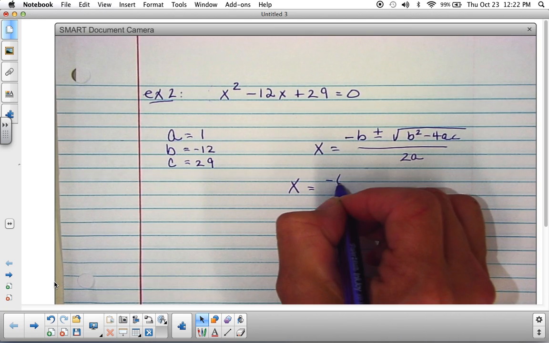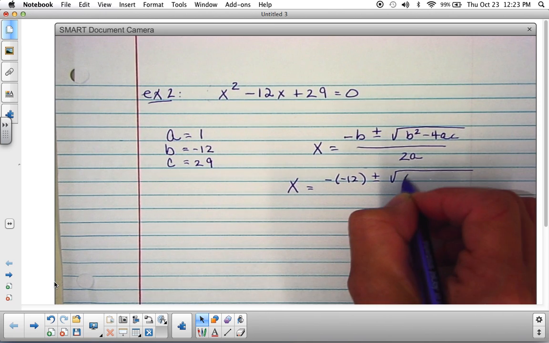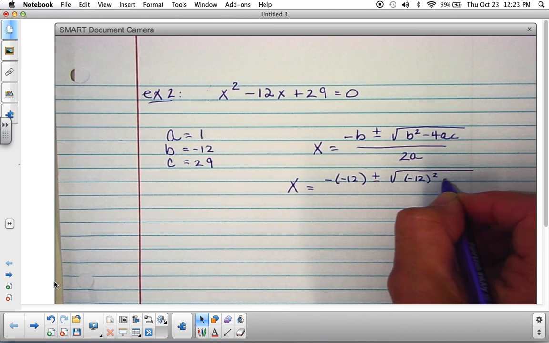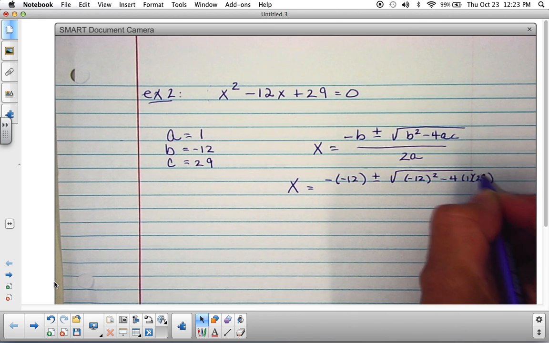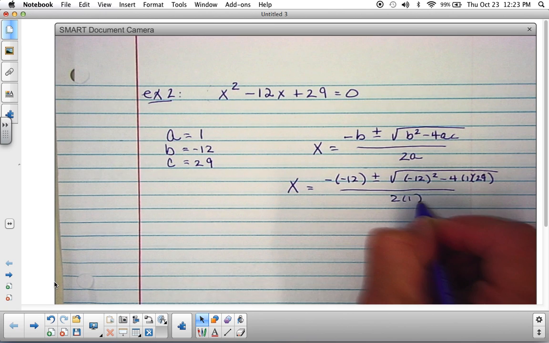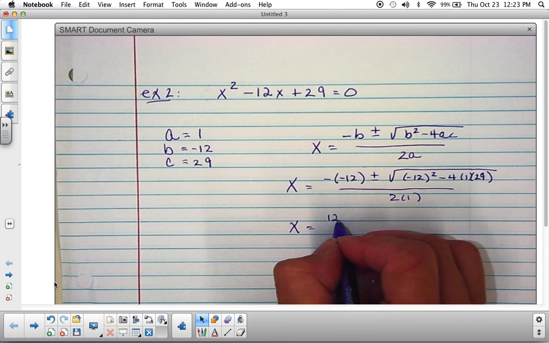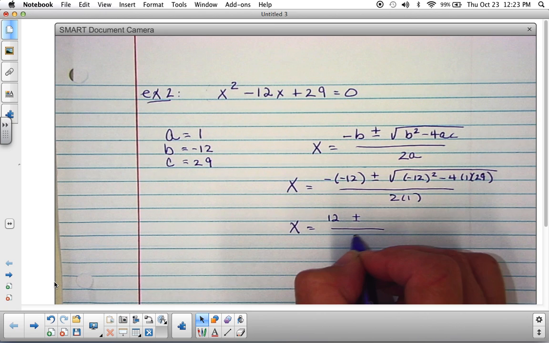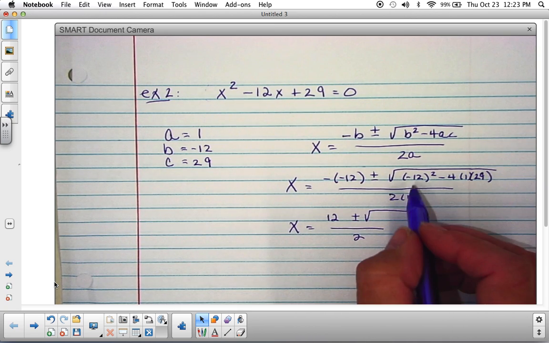B again is a negative 12, so it's negative b, so it's a negative 12. Negative 12 squared minus 4 times 1 times 29 all over 2 times 1. I end up with 12 plus or minus a 2 on the bottom. And then this part we're going to have to do a little work at.